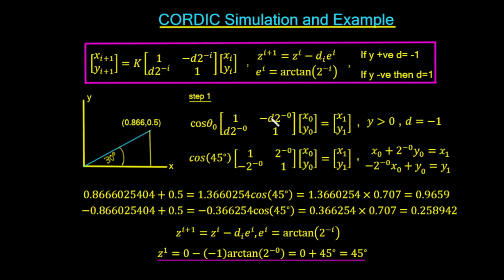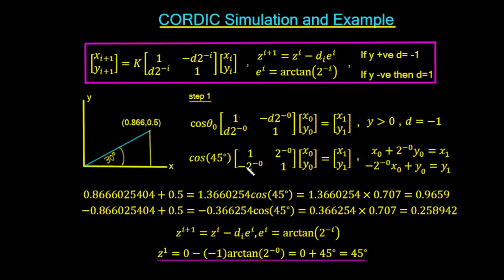So when d becomes minus 1 here, minus times minus makes it a positive. And the d minus here makes this a minus. So we end up with this algorithm here. Now if we were to multiply out this matrix, we're going to have 1 times x0, which is that one, and we're going to have 2 to the minus 0 times y0, which is that one. And that's going to equal the value of x1.